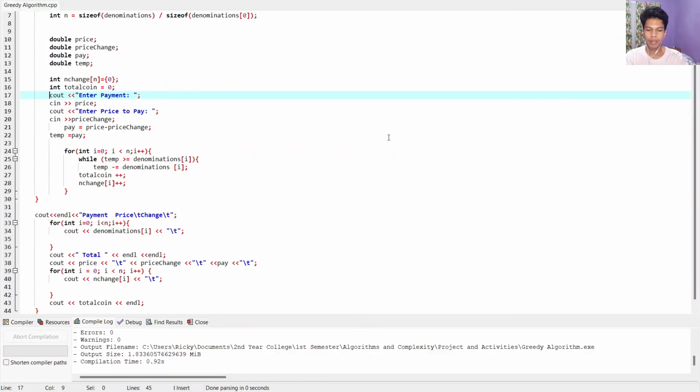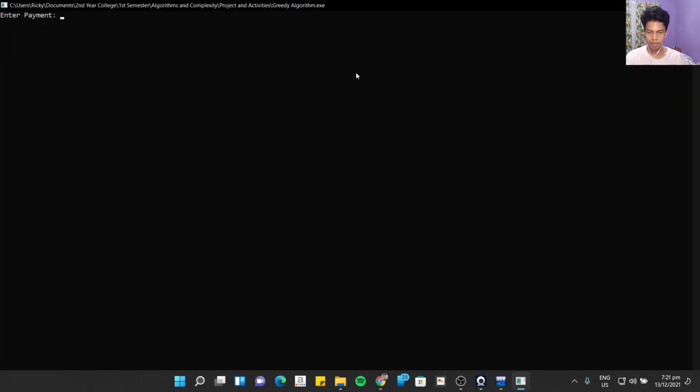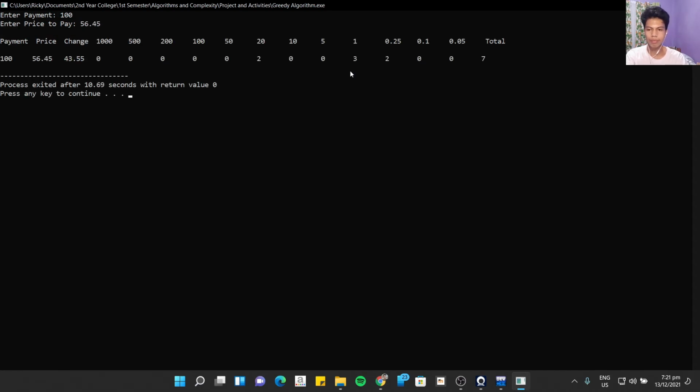Another example: the payment is 100 pesos and the price to pay is 56.45. And as you can see, same as the previous problems, the payment, the price to pay, the change, and its denominations are shown in this program.